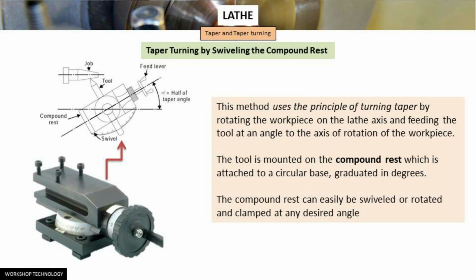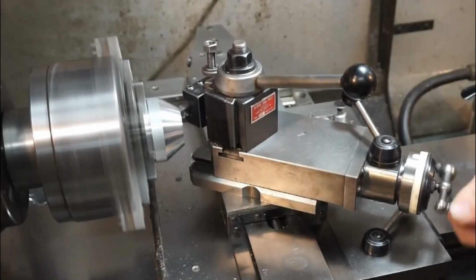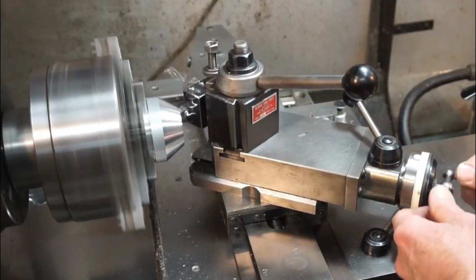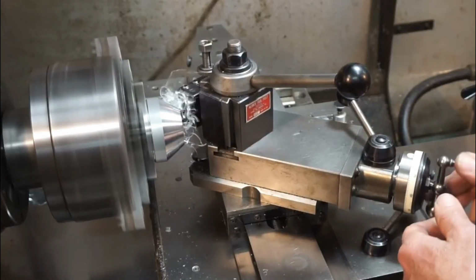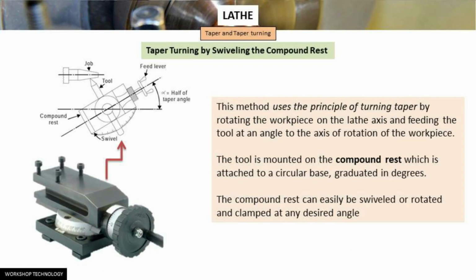Taper turning by swiveling the compound rest is a method which uses the principle of turning a taper by rotating the workpiece on the lathe. Basically, the workpiece is rotated on the lathe axis and the tool is fed at an angle to the axis of rotation of the workpiece. The tool is mounted on the compound rest, which is attached to a circular base graduated in degrees. The compound rest can easily be swiveled or rotated and clamped at any desired angle.